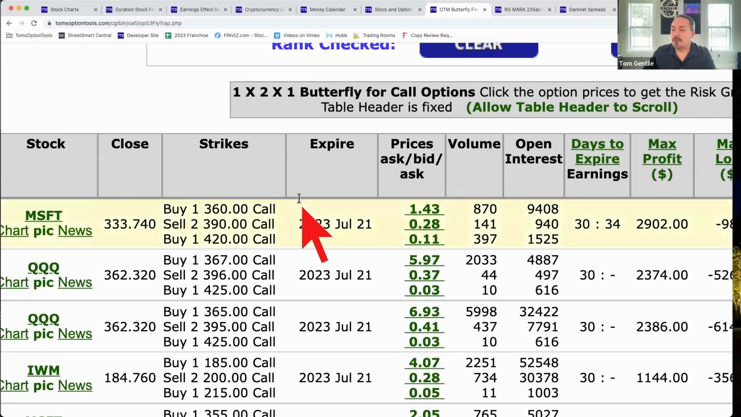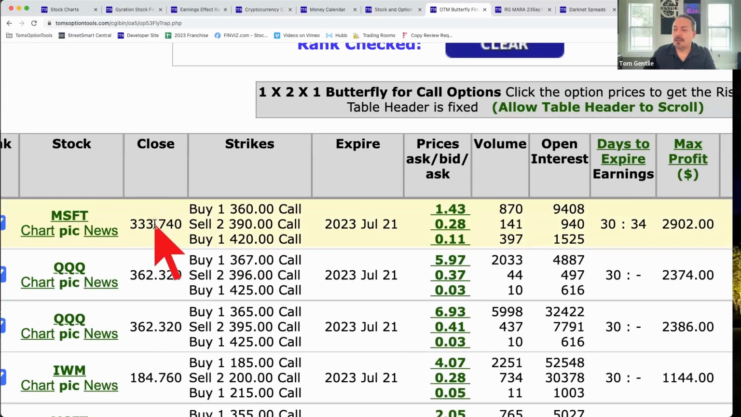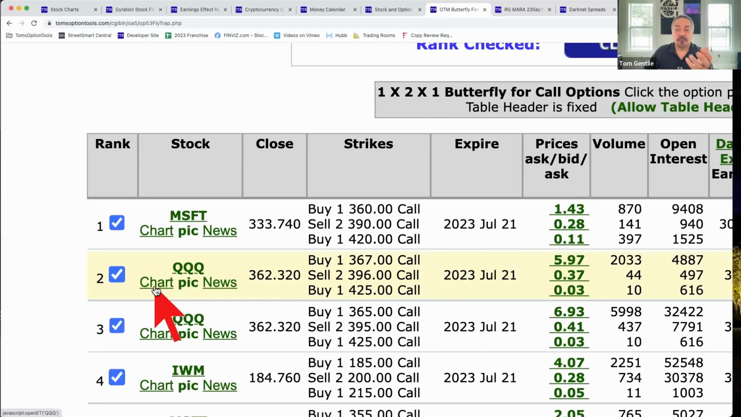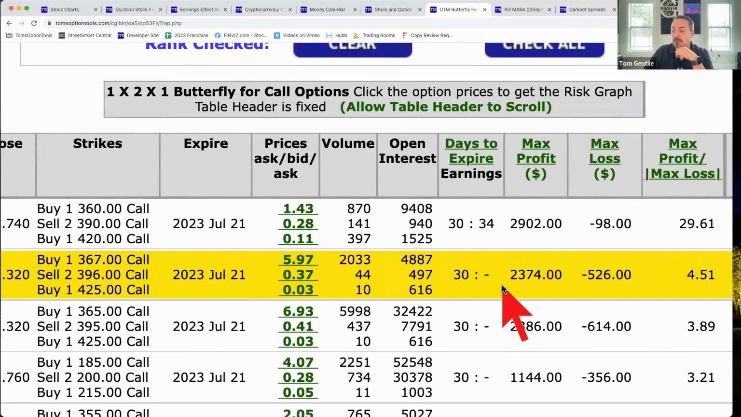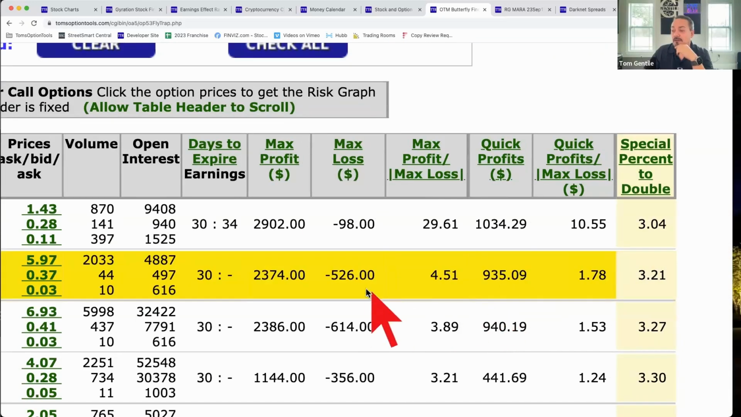And so you've got to remember, with Microsoft at 333, it still needs to move a good 7.5% before we jump into that call. Now, with something that goes out to July, I think that's more of a probable happening. But QQQ's right behind it at number 2. If you like the indices and the ETFs, Tom, here's a butterfly on the Qs. This butterfly is going to end up costing you about 526, but it has the ability to make 23.74.